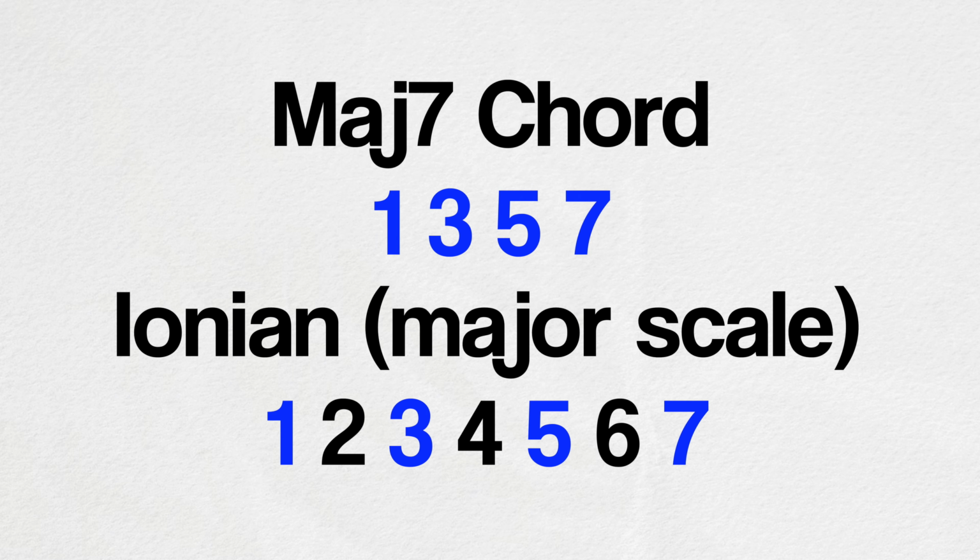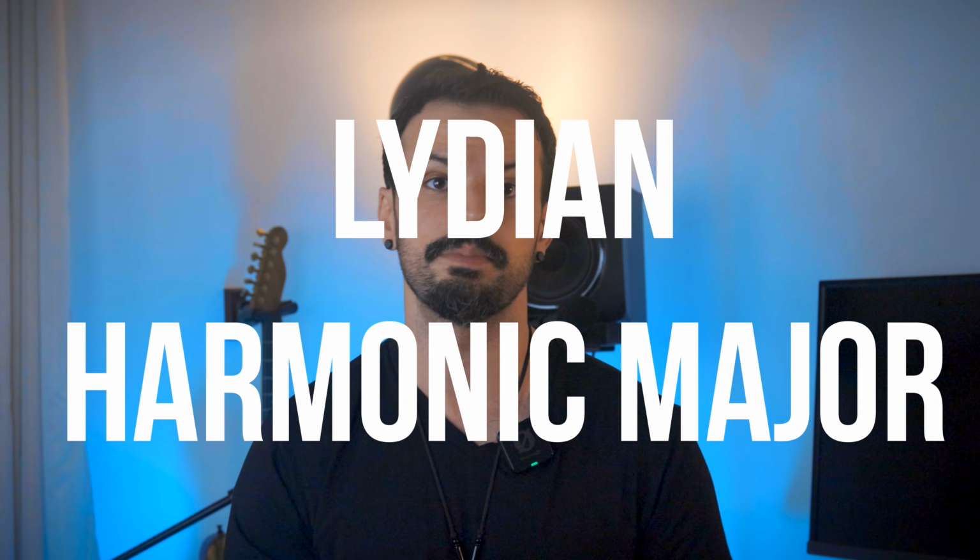The chord has a construction of 1, 3, 5, and 7, while the scale has a construction of 1, 2, 3, 4, 5, 6, 7. You can clearly see the 1, 3, 5, 7 degrees of the chord within the C major scale. Now another example of a scale that contains these degrees are C Lydian and C harmonic major. Let's take a quick look at their construction.